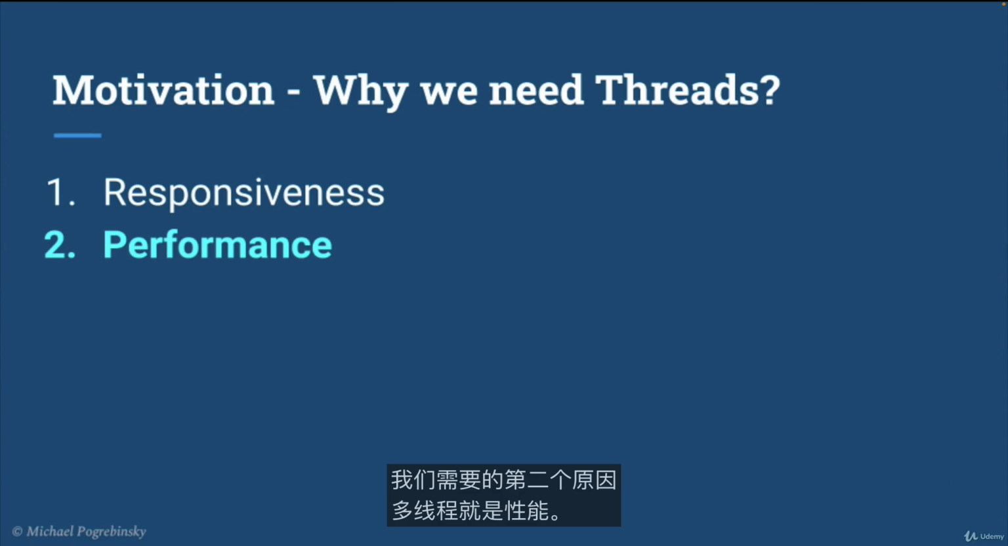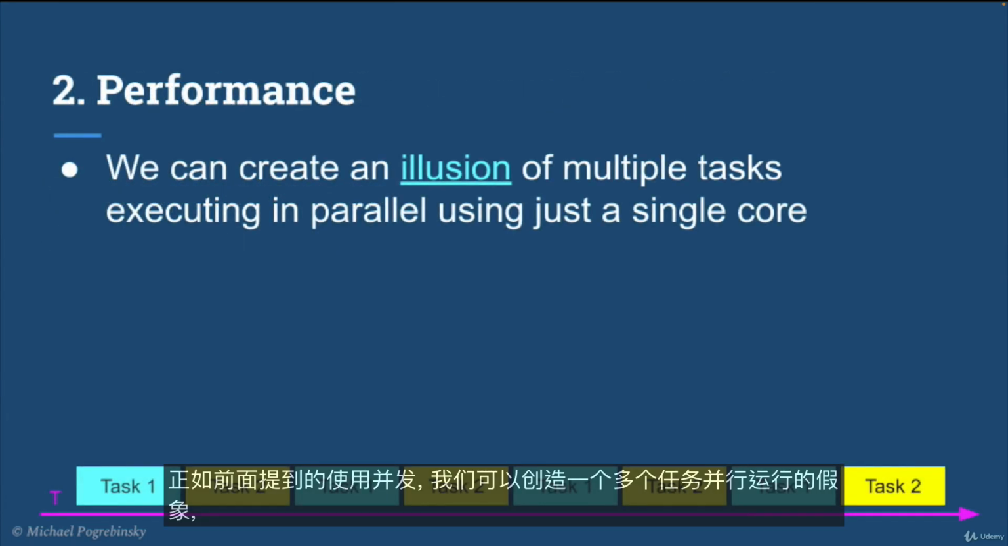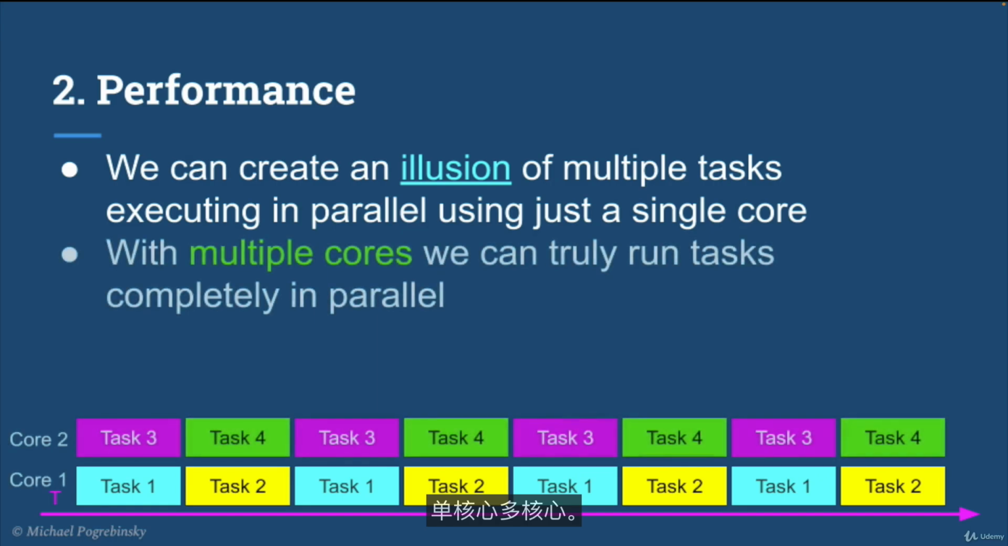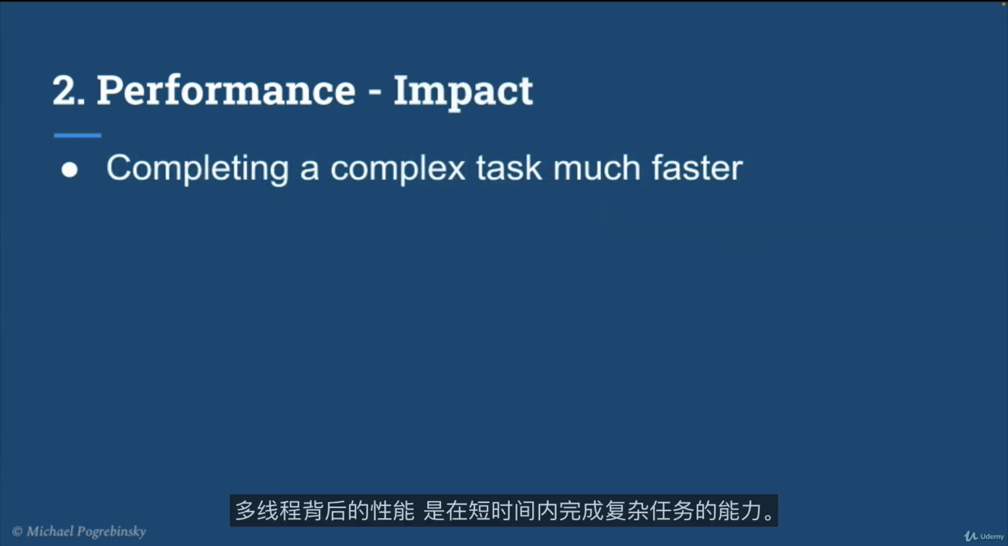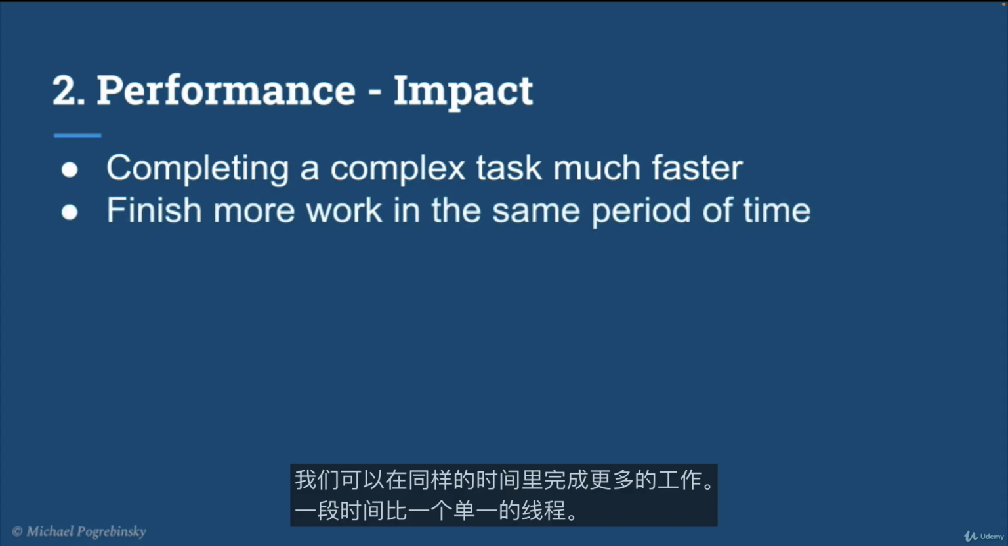The second reason we need multithreading is performance. As mentioned before, using concurrency, we can create an illusion of multiple tasks running in parallel just with a single core. With multiple cores, we can truly run multiple tasks completely in parallel. The performance impact of multithreading is the ability to complete a complex task in a fraction of the time it would take us to complete it otherwise. We can finish much more work in the same period of time than with a single thread.